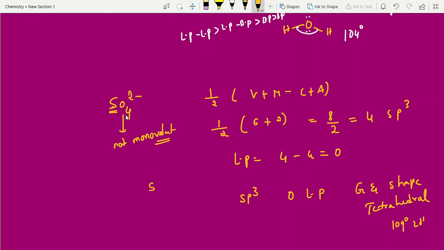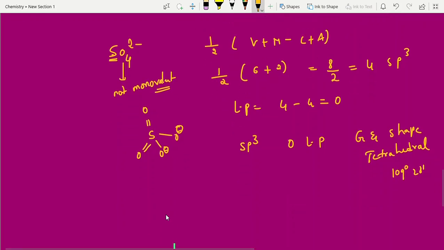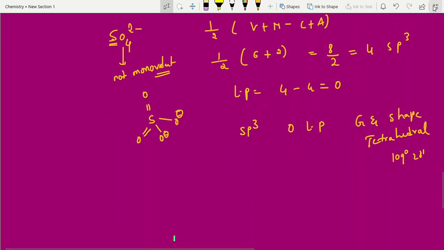Out of 4 oxygens, two oxygens carry a negative charge. Double bond O, tetrahedral, no? O minus, O minus. That's all, students. You can draw like this, the sulfate ion. Clear? With the help of the shortcut, we can do a number of examples. I am going to give some questions. Try yourself. And in the next video, I am going to give the answers.